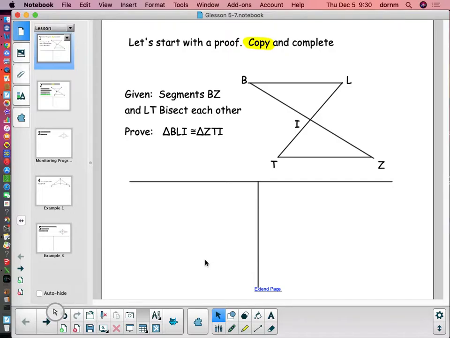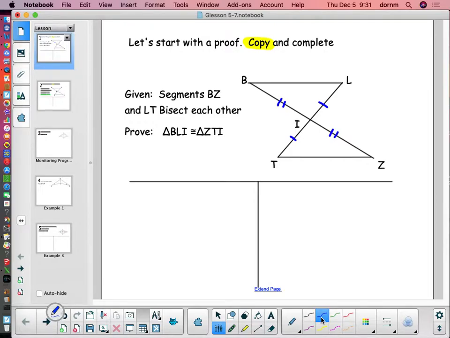So what segments are congruent because of that statement? LI and IT. Okay, so I'm going to mark that. LI is congruent to IT and BI to IZ because they're bisecting each other. Okay, not just one being bisected, but they're both being bisected. So let's take a minute then and let's translate that information that we've drawn in our picture into our proof.